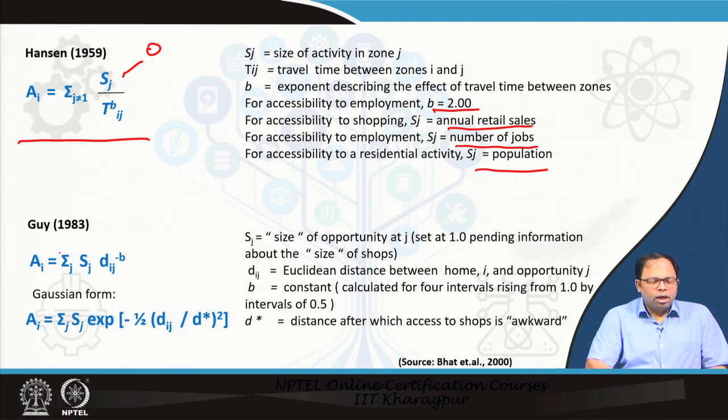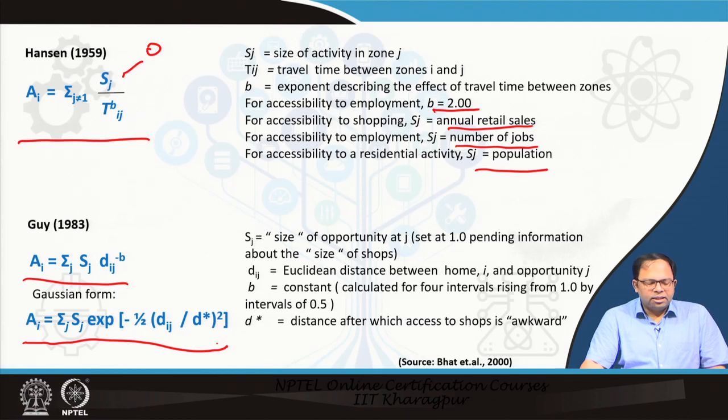Guy in 1983 proposed this particular form where Ai is equal to Sj into Dij to the power minus B, where Sj is the size of opportunity at j, and Dij is the Euclidean distance between home i and opportunity j, and B is again a constant, and then again people have calibrated them and have set values for this B as per the data set that they have got. This is one form, and then another Gaussian form was also given, which could be measured in this particular way. So, this is one way to measure accessibility as well.